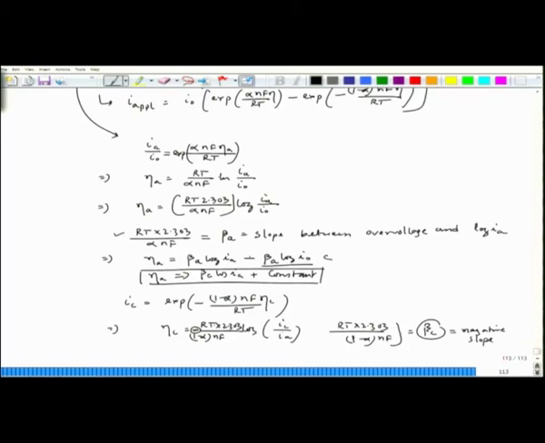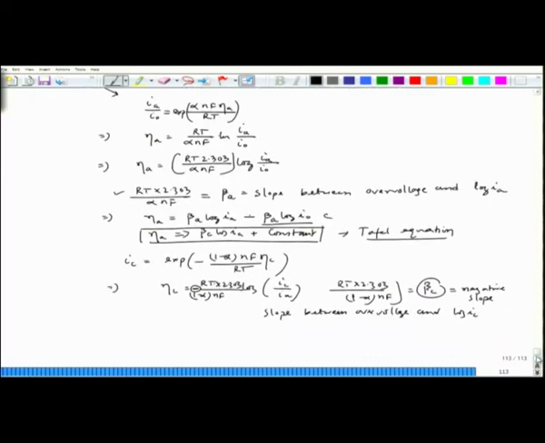So, this is also an overvoltage slope between overvoltage and log IC. So, this is called the Tafel equation. We can write this one as eta C equal to beta C log IC plus constant. This is also a Tafel equation.